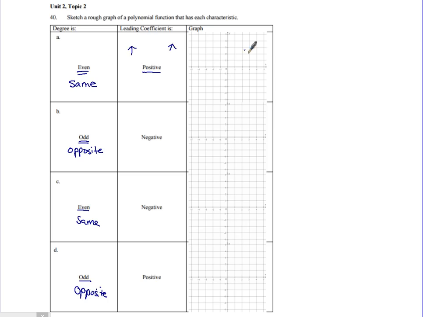Both positive, same, and both up. So I could have any type of function. I could have here something like that. That would be even and positive. I could have just a parabola, even positive. You could have any type of function that was both tails ending up. That would give you an even positive.